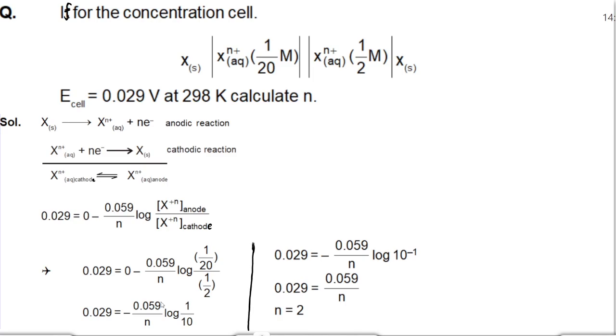Next question is, if for a concentration cell X to Xn plus with 1 upon 20 molar concentration Xn positive and 1 by 2 molar X, E cell is given to you at 298 Kelvin. So calculate the value of n. What is n? So you know, while writing the equation, see, there is no need to write these two things. This part is on the right side, this part is on the left side. That means while writing the equation, we write it like this.